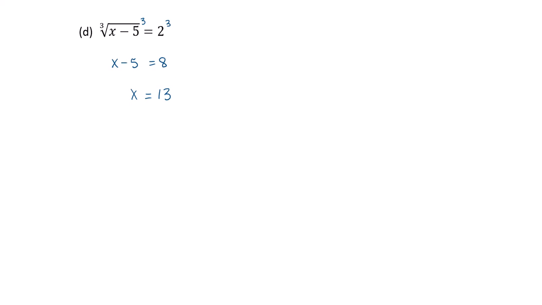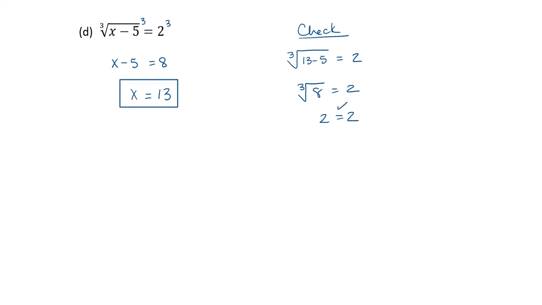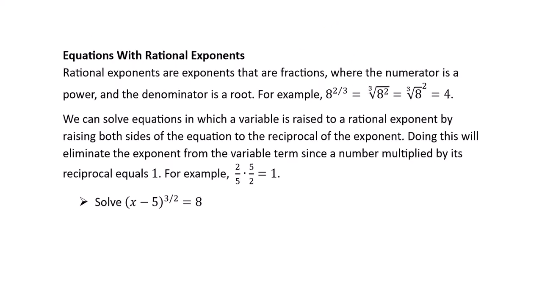Now, you're never going to have an extraneous solution if you have to cube both sides of your equation. But if you want just to set your mind at ease, you can check. The cube root of 13 minus 5 equals 2. The cube root of 8 is 2, and that is indeed true. So we have x equals 13 as our solution.